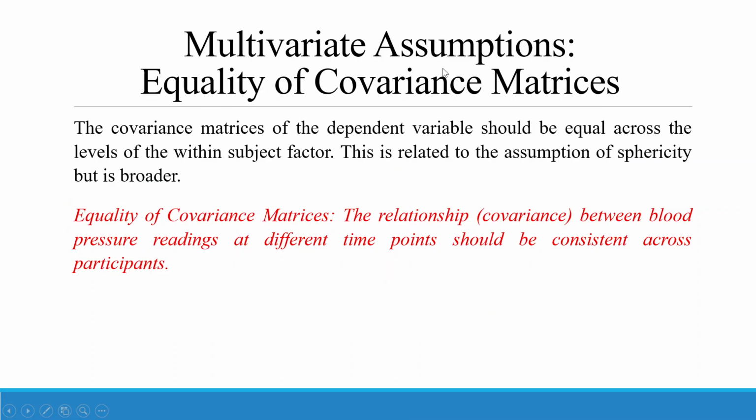Now these are multivariate assumptions, which is the equality of the covariance matrices. The covariance matrices of the dependent variables should be equal across the levels of the within-subject factor. This is related to the assumption of sphericity, but it is in a broader sense. I'll explain this concept in the next slide. The example of the equality of the covariance matrices is the relationship: covariance between the blood pressure readings at different time points should be consistent across the participants.